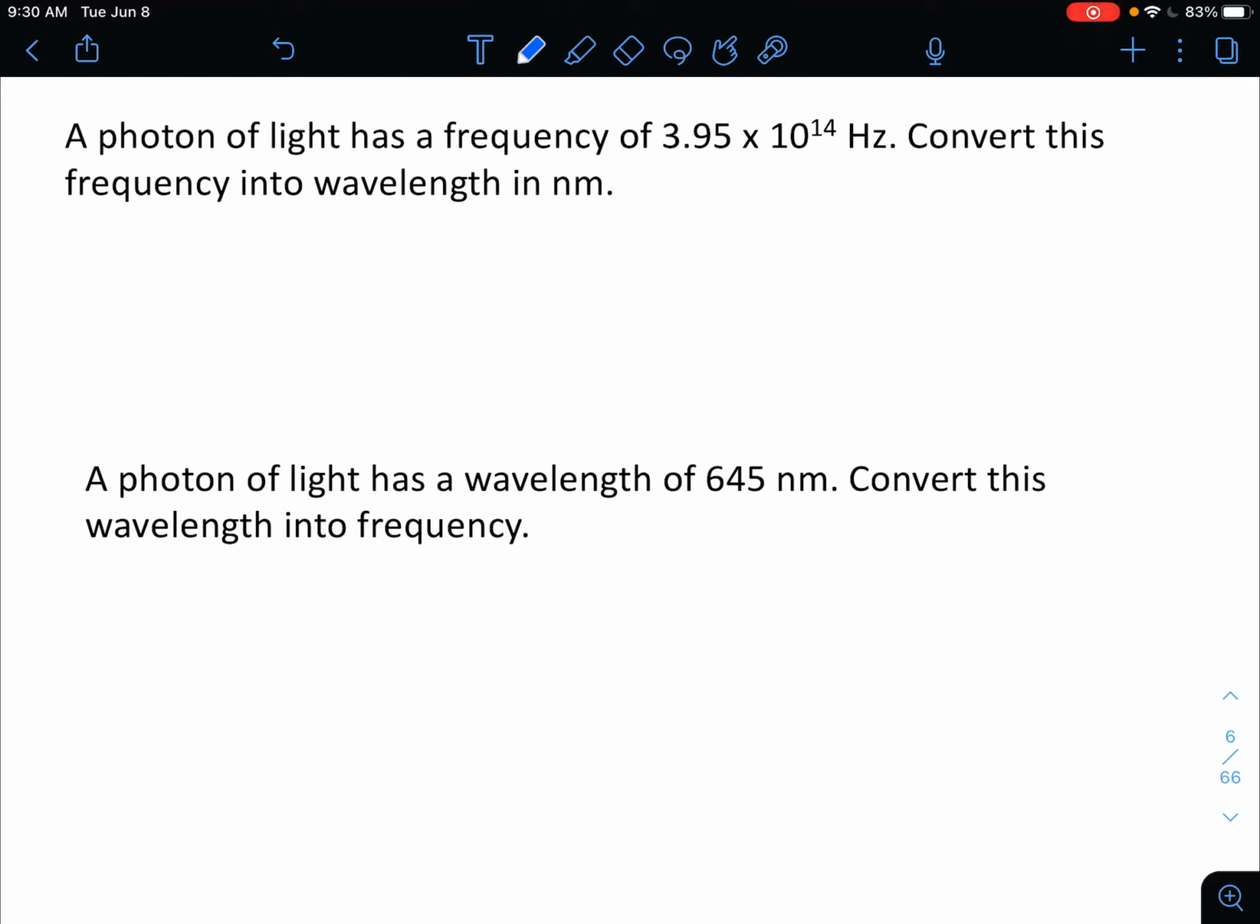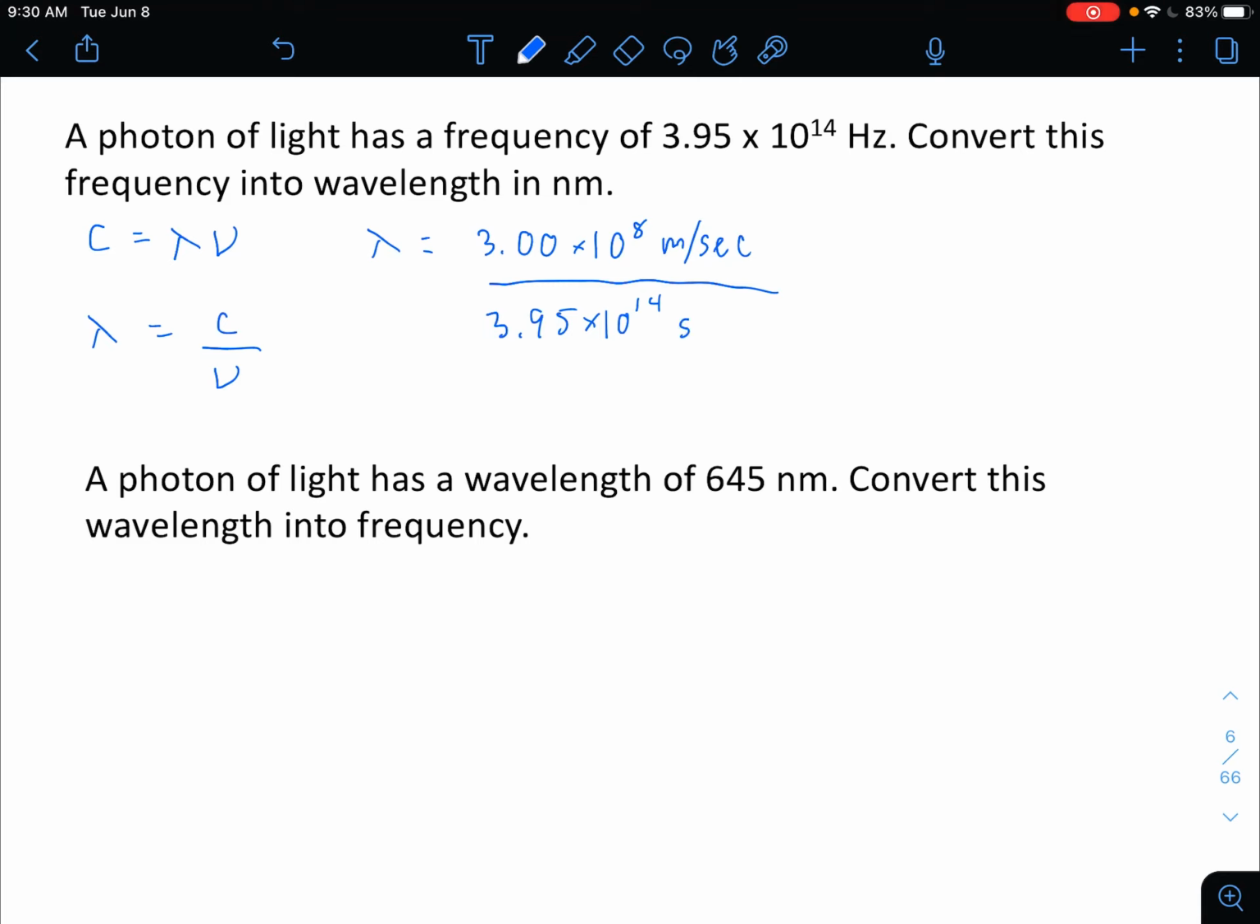Okay, so top one, we're pretty much duplicating what we just did, right? C equals lambda nu, lambda equals C divided by nu. So lambda equals 3 times 10 to the 8th meters per second divided by 3.95 times 10 to the 14th. And I'm just going to write per second just so it's a clean cancellation. That'll give us our value in meters. Right, meters stays.